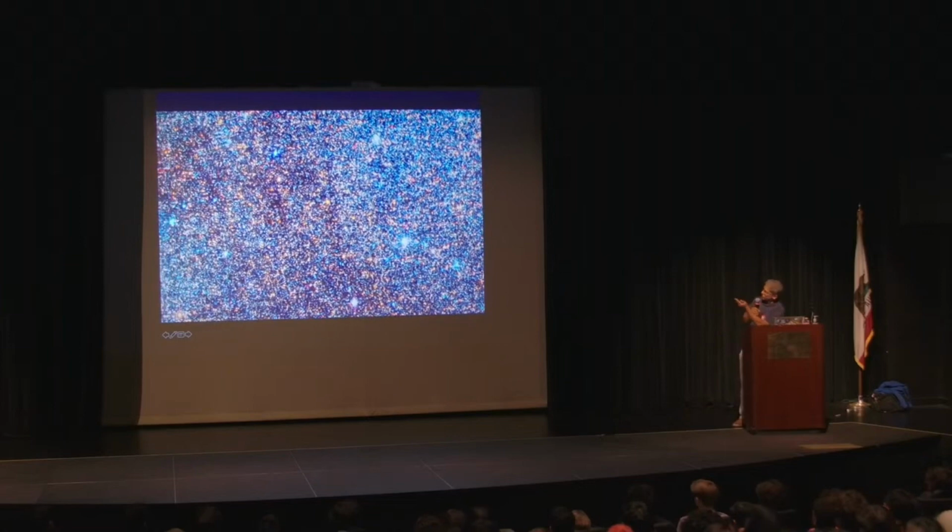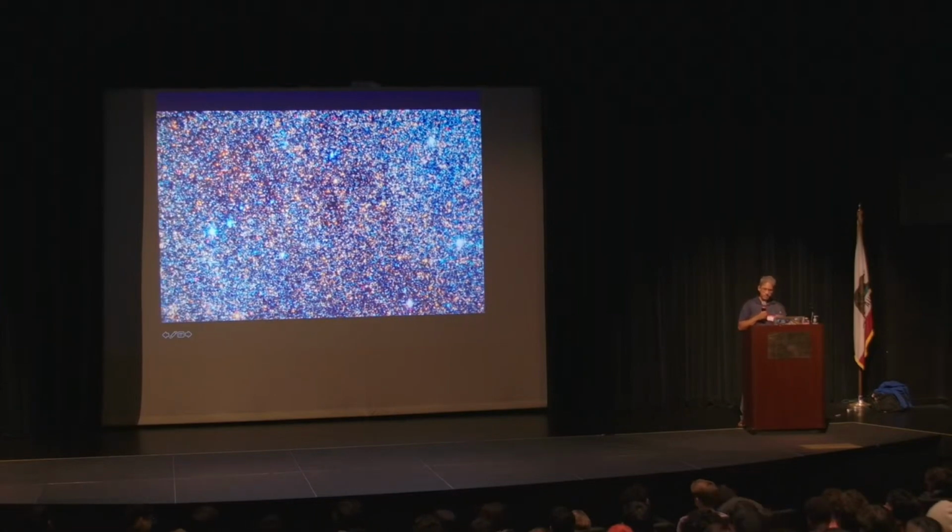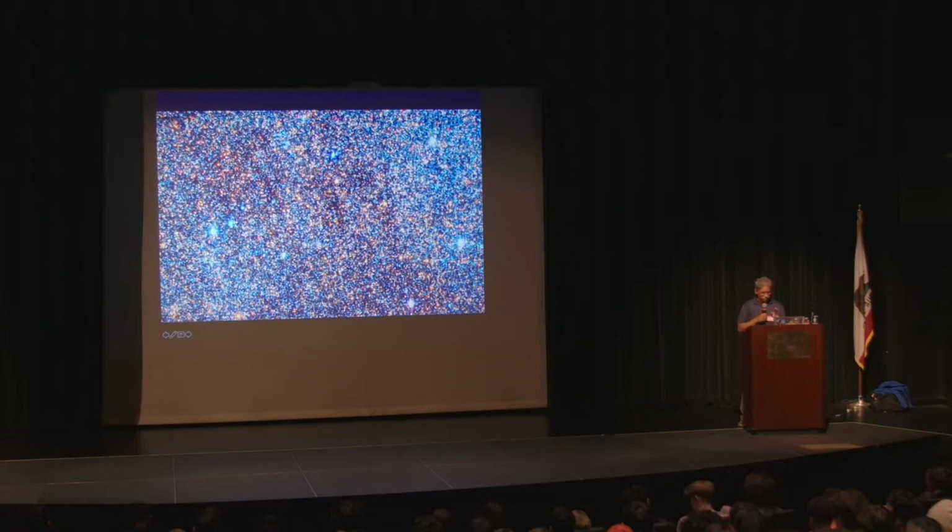You can even see these dark patches that are in the upper left of this image where gas and dust are blocking the lighter stars. So we use these images for our research. We take spectra for our research.